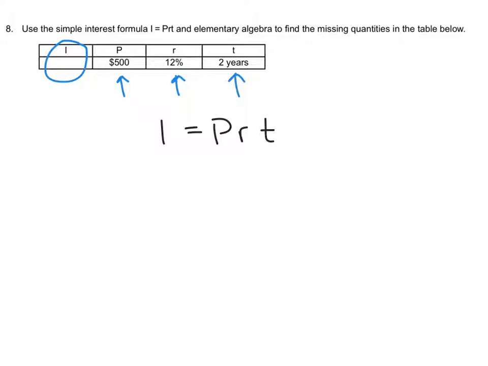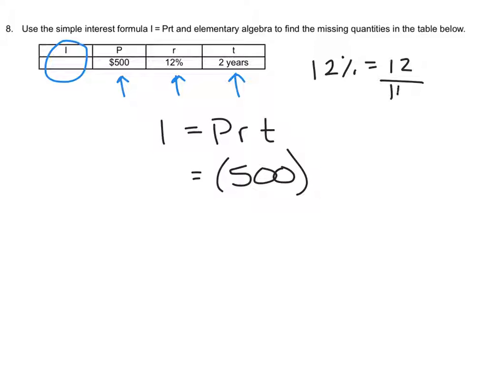P is the principal, and that is equal to 500. R is the interest rate, which is 12%. Before we include 12% in our formula, I have to convert it into a decimal. In order to convert 12% to a decimal, we'll just do 12 divided by 100. And that will give us a value of 0.12. Now I can include that in my formula, and then T is equal to 2.